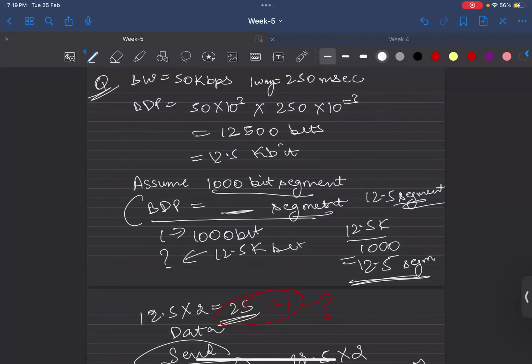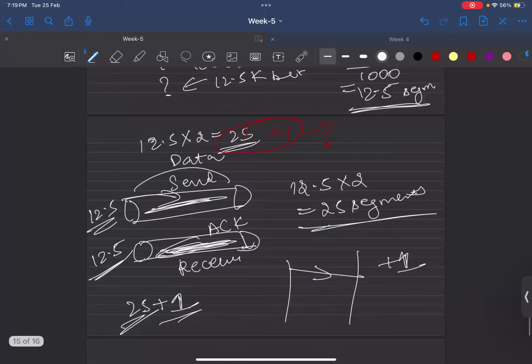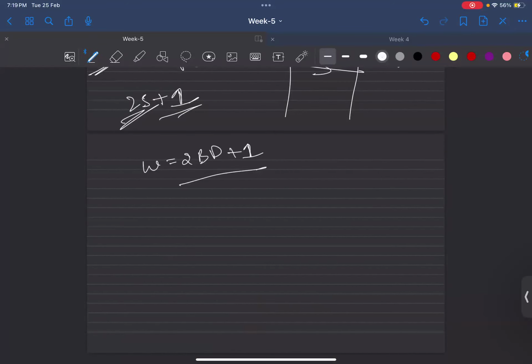Is it clear? What about others? Yes. So, are you sure, everyone? Should I proceed? I think I was too fast. Is it clear? So for maximum link utilization, I can say W is equal to 2 BD, bandwidth delay, plus 1. Because when we are sending the first time, the acknowledgement pipe is basically empty. That's why we are doing the plus 1 here.